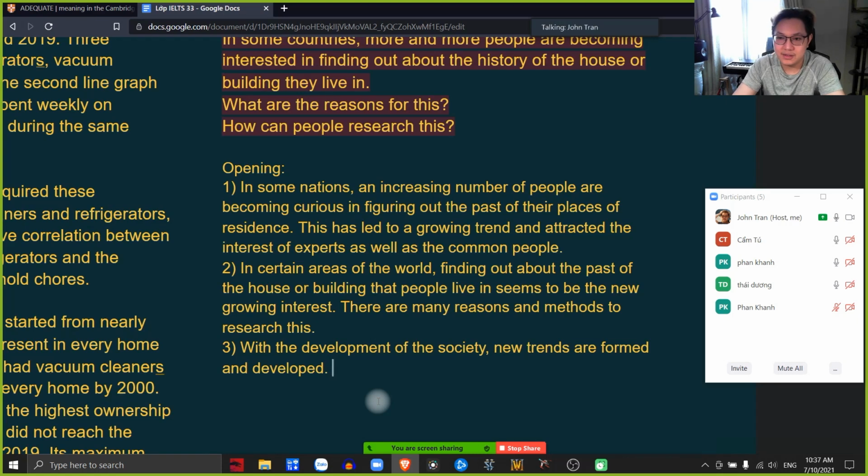New trends are formed and developed. So this sentence is a kind of leading sentence, something that leads to the topic we are discussing.